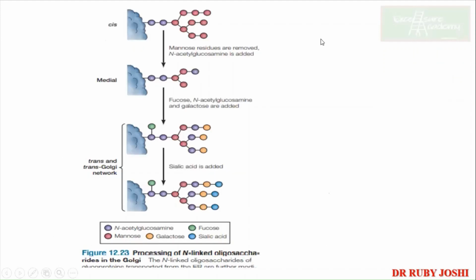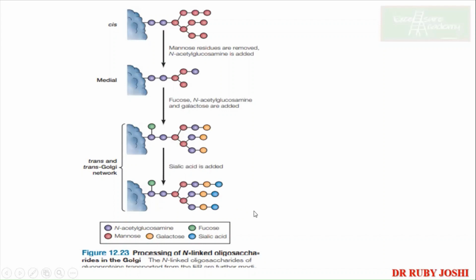So here you can see, mannose residues are removed and N-acetyl glucosamine is added. This is that 14 sugar oligosaccharide which was added in the ER. So 3 glucose were removed in the ER itself, right? Now that protein is transported to the cis region of the Golgi where again the mannose are removed and N-acetyl glucosamine is added. Or you can add fucose, N-acetyl glucosamine and galactose. Or you can have the sialic acid added. So eventually what is happening? You are getting a type A or type B kind of antigen which is present on the cell.